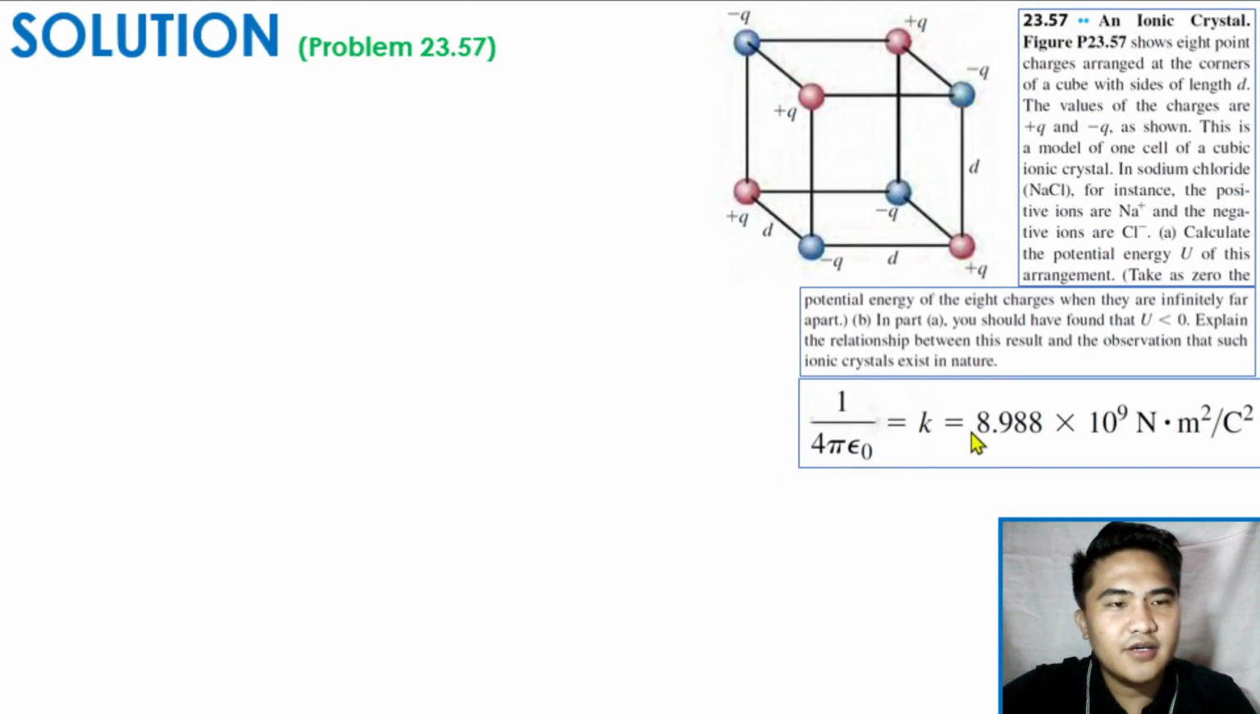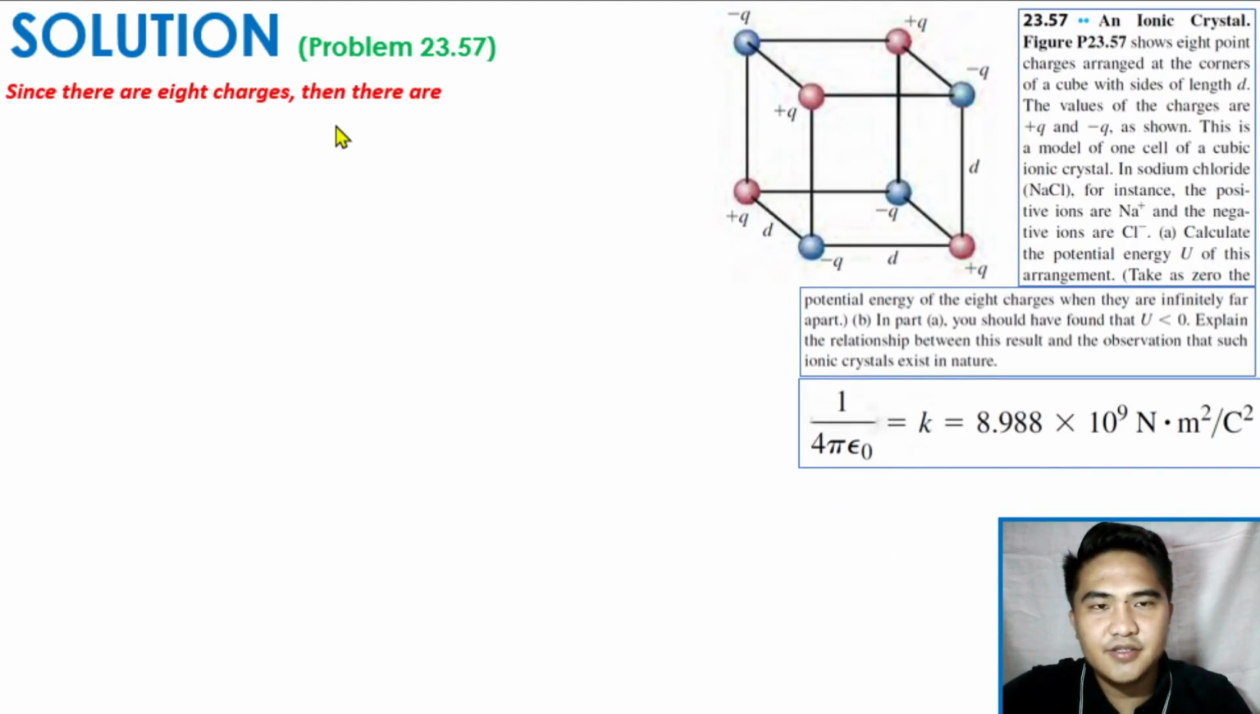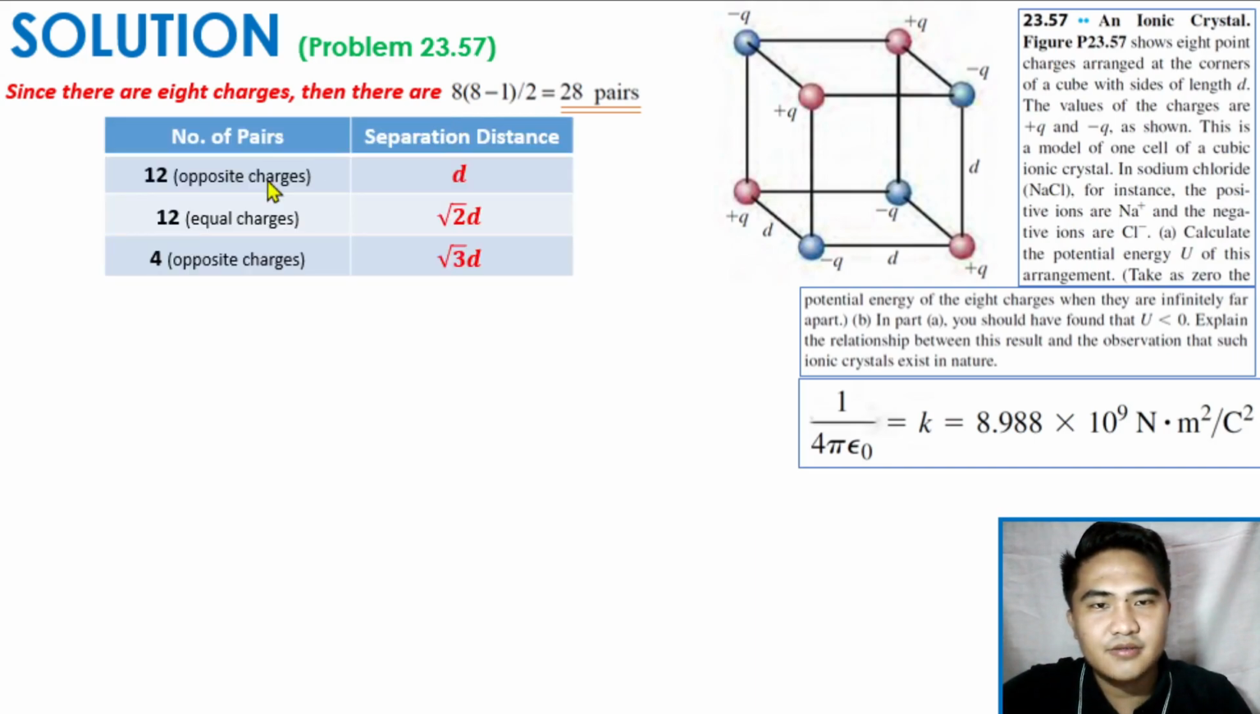So we have here the Coulomb's constant. Since there are 8 charges, there are 28 pairs. Let's have the breakdown of these 28 pairs. There are 12 opposite charges of separation distance d. Shown in this figure, this negative q and positive q are opposite charges with separation distance d. If you count them all, there are 12 opposite charges with separation distance d.